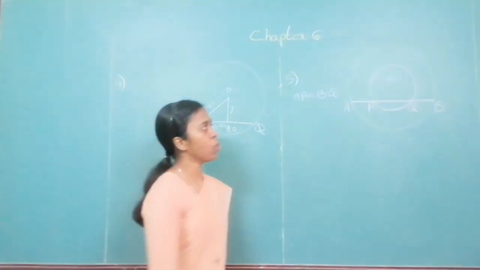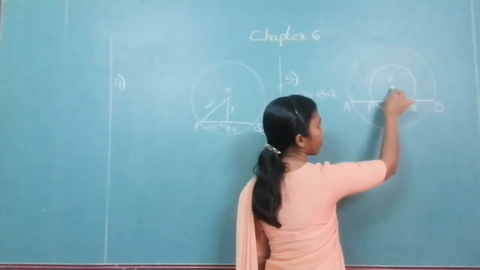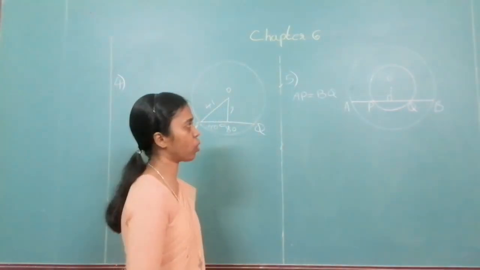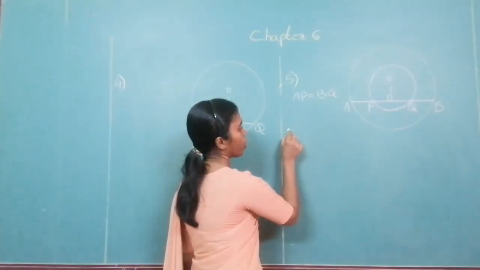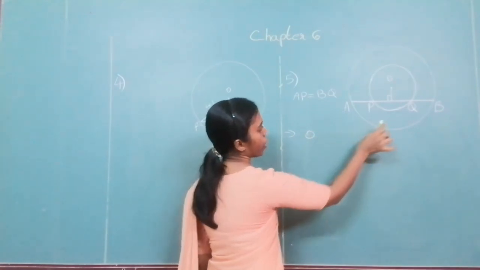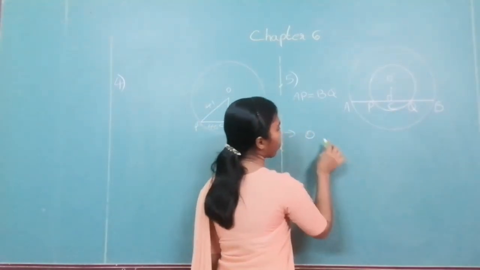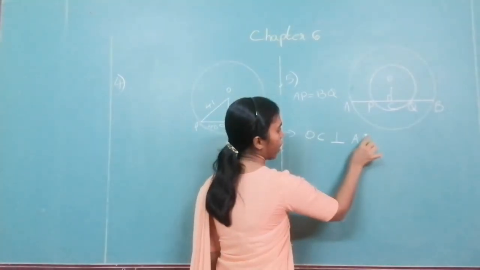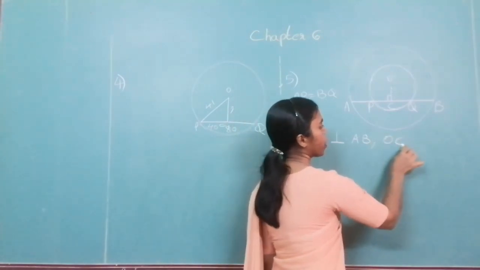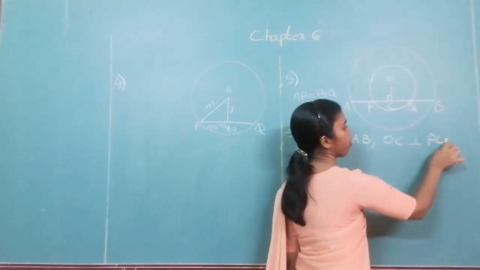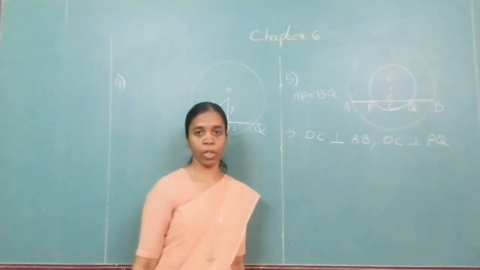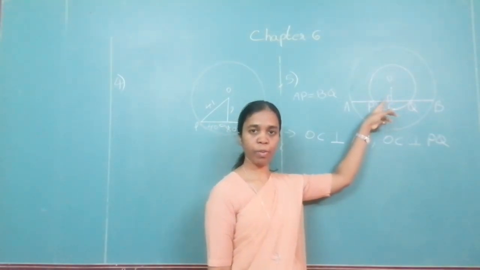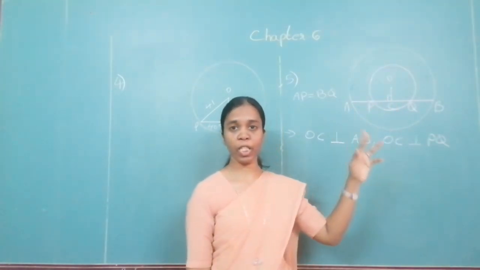Now how do you show that AP is equal to BQ? It's very simple. What we have to do is, from the center first we will draw perpendicular. Please remember to draw perpendicular. When you draw perpendicular, in the answer first I name this as C. OC perpendicular to AB and also OC is perpendicular to PQ. Now we have learned theorem saying that if a perpendicular is drawn from the center of the circle, then it bisects the chord.